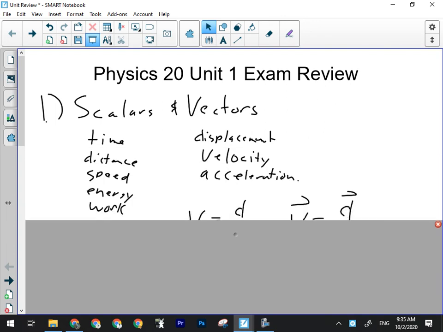Okay, and we talked about these here as our scalars: time, distance, speed. We didn't really talk about energy and work, but they're in the next unit. They're both scalar as well. And then for displacement, that's a vector quantity. Velocity is a vector quantity. Acceleration is a vector quantity. So we need to make sure we know those. Not just because there could be multiple choice questions, but in a situation like this, just in case it happens. Not saying it will, but just in case.